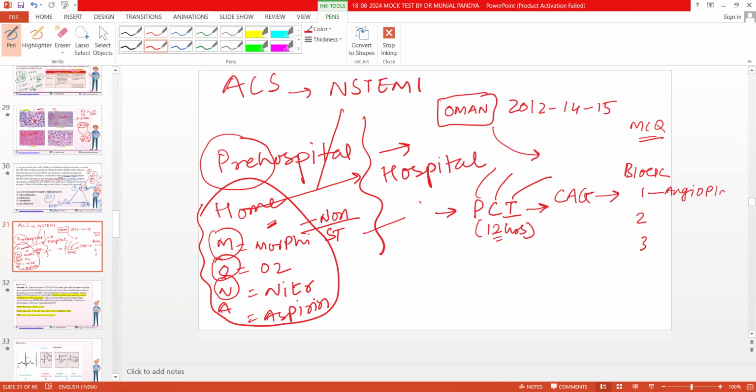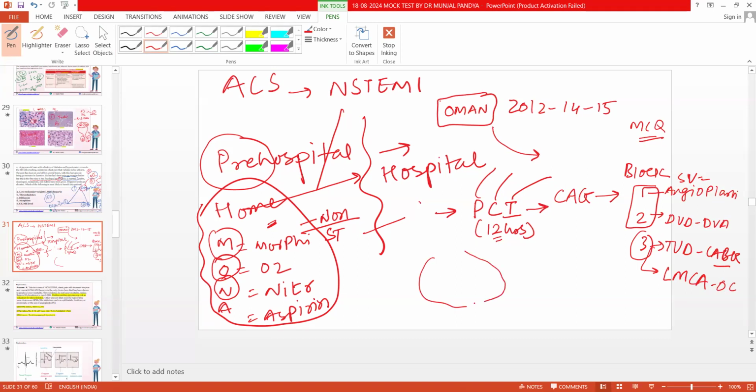Another question, angioplasty. Single vessel, we call it single vessel disease or single vessel angioplasty. If two vessels, we call it double vessel disease or double vessel angioplasty. And if it is three, then triple vessel disease, and we advise CABG, coronary artery bypass grafting. So see how the management changes. One and two block, you probably go for angioplasty. But three block, CABG. And another indication of CABG is left main coronary artery occlusion.